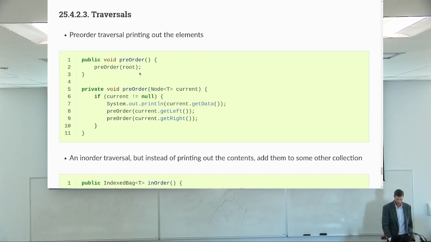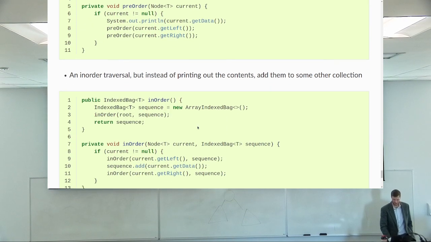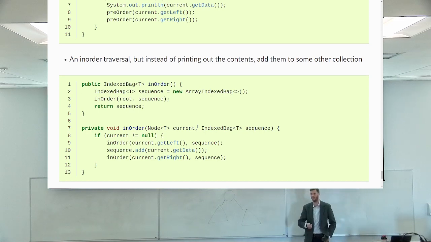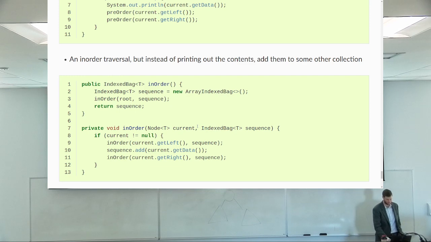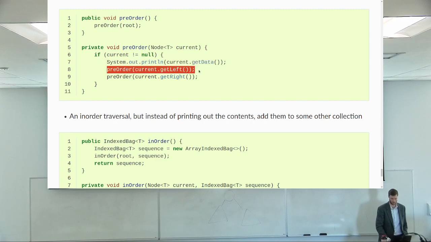Now, pre-order traversal calls that. An in-order traversal, but instead of printing out the contents, we're going to add them to some other collection. So here, the accessing the node, yeah. So you're checking if current's not null, and you're printing the data of current. Then you're printing out the data of current.getLeft. No, oh, we're not printing it out. We're calling pre-order, which goes okay, here, and then current becomes the left. I got it. Yeah, cool.